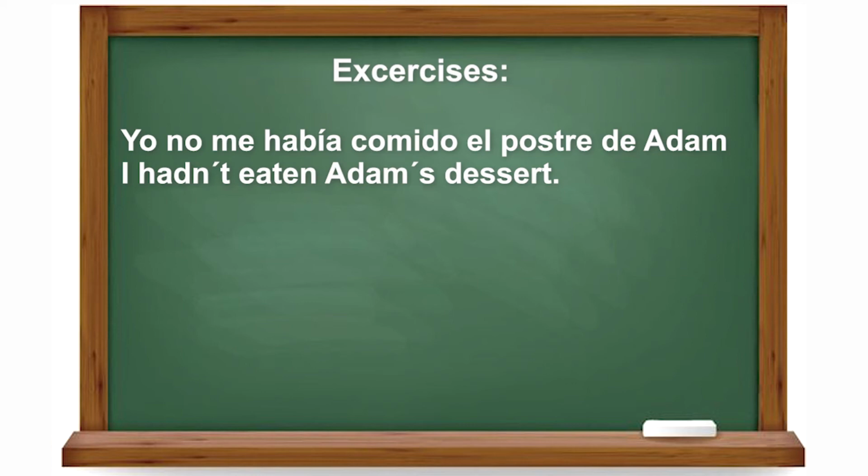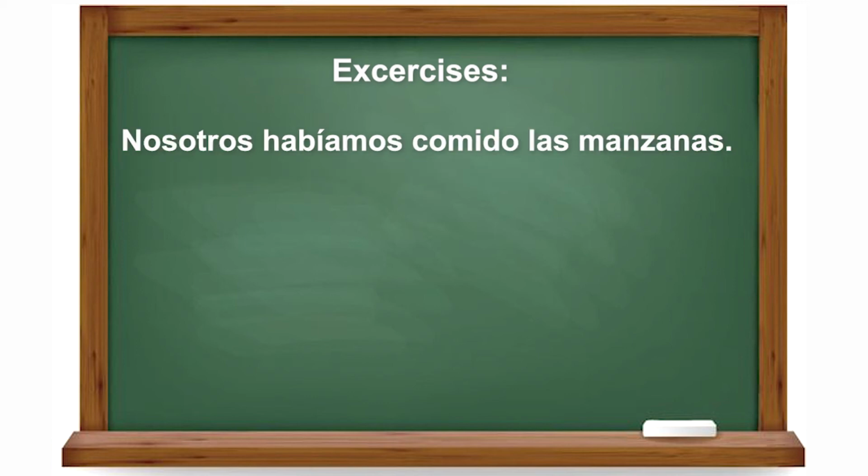Correct. If you thought about, I hadn't eaten Adam's dessert, you were correct. Okay? Practice pronunciation, okay? I hadn't eaten Adam's dessert. All right, let's do another one. Como yo digo, nosotros habíamos comido las manzanas. In English? That's right. We had eaten the apples.